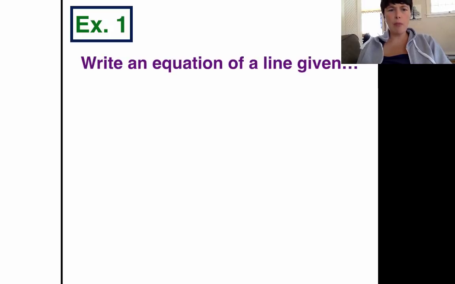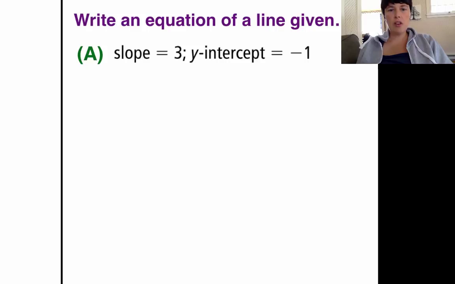So here's our first problem. Write an equation of a line given this information. And we're going to try a few of these. Here's part A. Given the slope is equal to 3 and the y-intercept is equal to -1, write the equation of the line. This is what I call the easiest level of these problems. There's kind of an easy, medium, and hard level. This is pretty easy because the information given to us is the slope and the y-intercept. It's the two important pieces of y equals mx plus b.